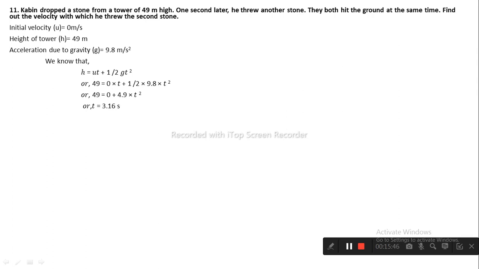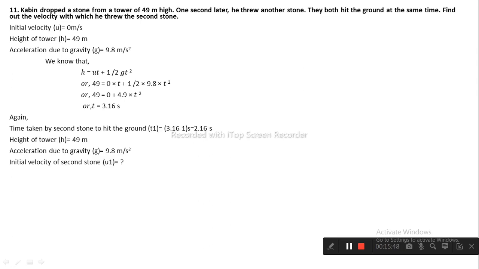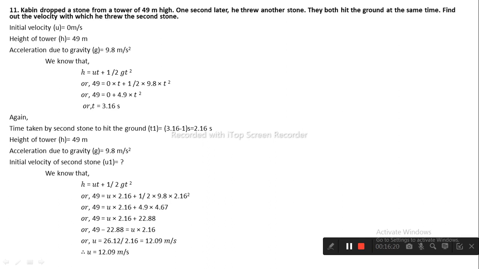So after 1 second, he threw another stone. So in the second condition, the time taken by the second stone to hit the ground equals 3.16 minus 1 equals 2.16 seconds, because the second stone is thrown 1 second later, that's why we are subtracting 1. The height of the tower is the same 49 meters, and acceleration due to gravity is also the same 9.8 meters per second square. Using the formula h equals ut plus half at square and substituting these values, we get the initial velocity as 12.09 meters per second.